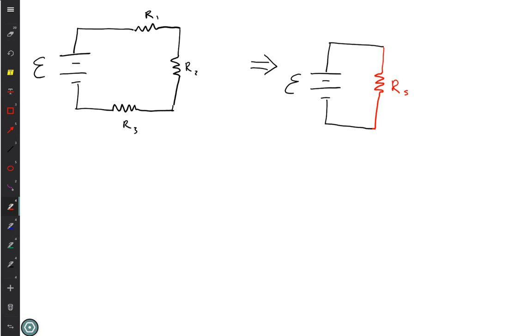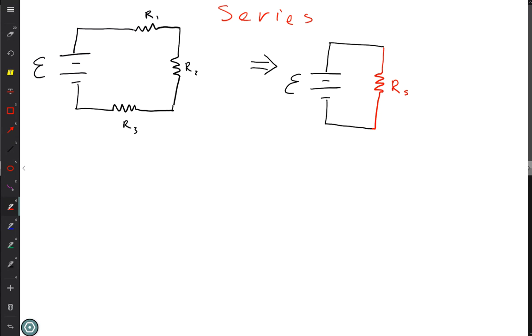So here's three resistors in series. So this is a series combination. And what I want to do is take this circuit with three resistors in series and compare it to what resistance is equivalent to those three. So what single resistance would have the same end result as those three resistors combined?